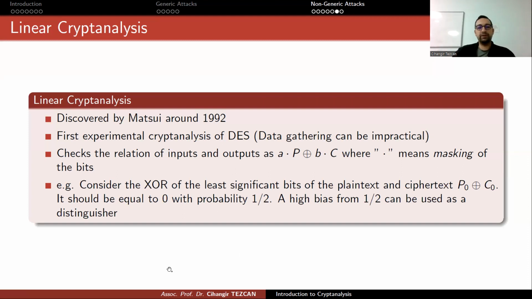For example, consider the XOR of the least significant bits of the plaintext and the ciphertext, XOR P0, C0. It should be equal to 0 with probability 1/2. A high bias from 1/2 can be used as a distinguisher. That bias will be your advantage.